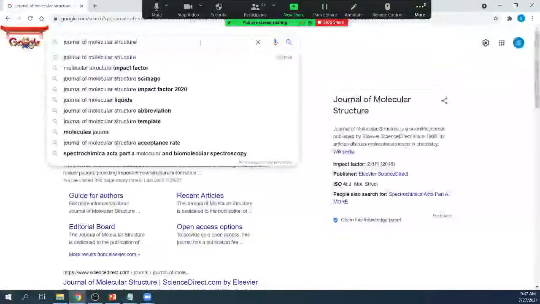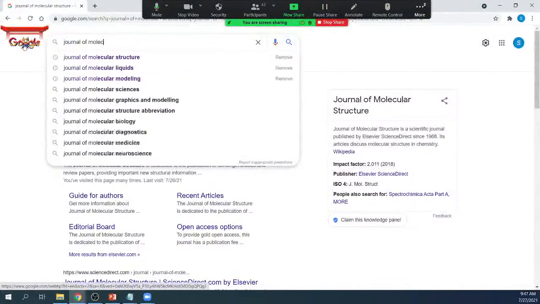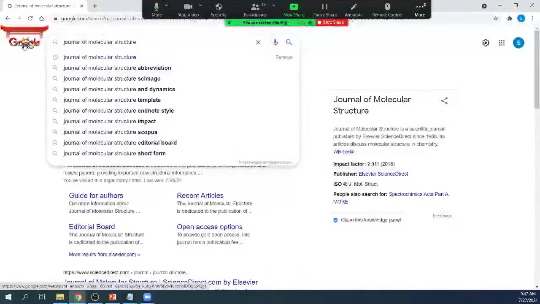I'm going to type in Journal of Molecular Structure. By no means am I trying to promote this journal. This is one of the journals where I have published a significant number of papers.